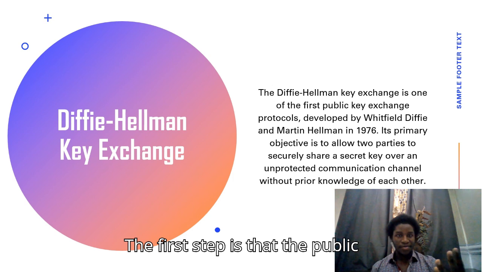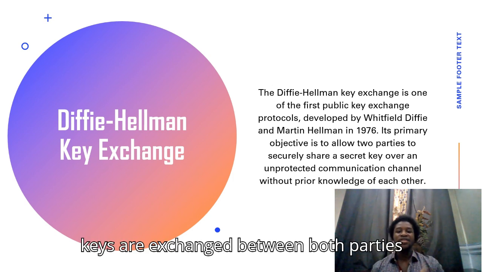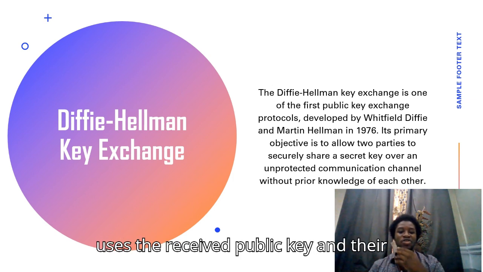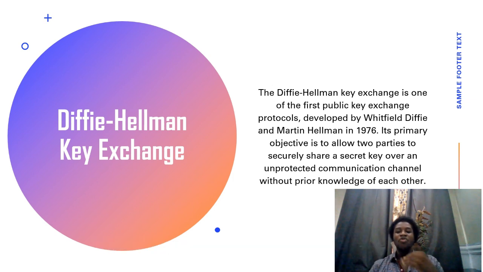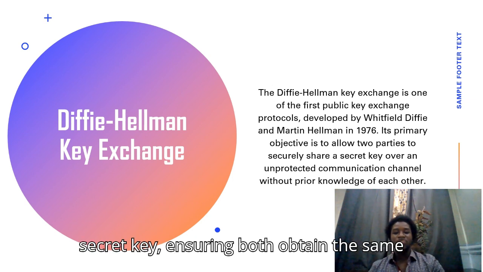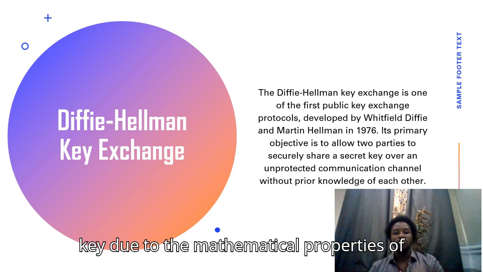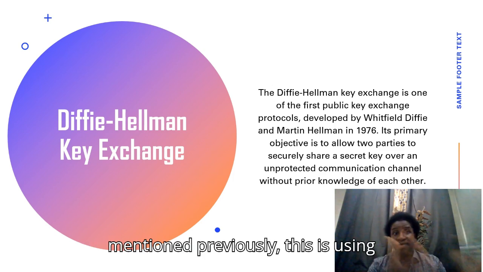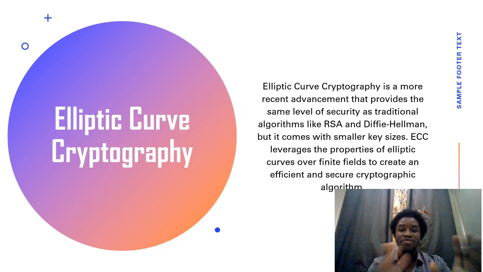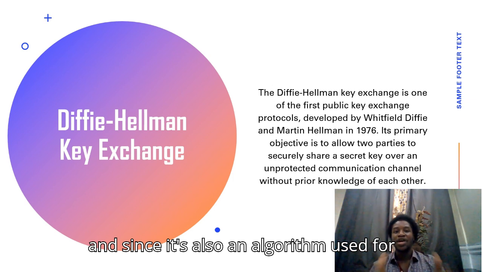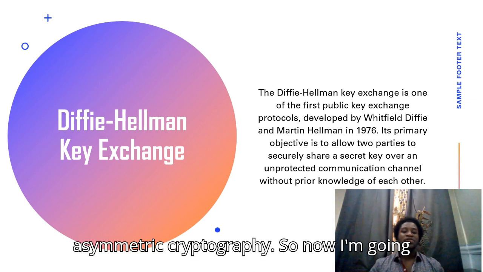The third step is that the public keys are exchanged between both parties. And the fourth step is that each party uses the received public key and their own private key to compute a shared secret key, ensuring both obtain the same key due to the mathematical properties of p and g. So as you can see, as I mentioned previously, this is using private and public keys. You will know that it's used for asymmetric cryptography, since it's an algorithm used for asymmetric cryptography.